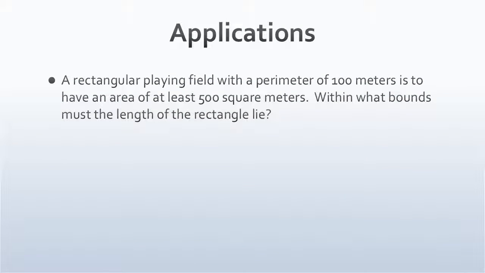Okay, here's an application problem. A rectangular playing field with a perimeter of 100 meters is to have an area of at least 500 square meters. Within what bounds must the length of the rectangle lie? Okay, if you want to try this on your own, go ahead and pause the recording and then resume it to check your answer.